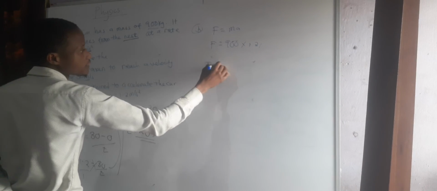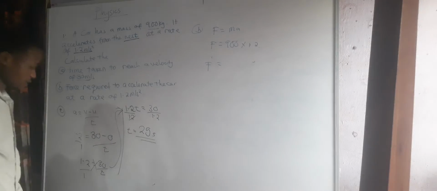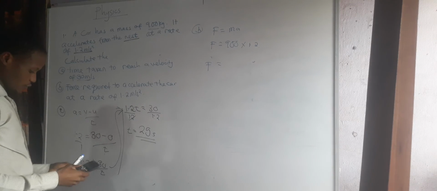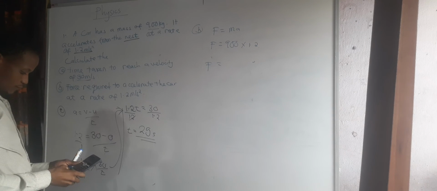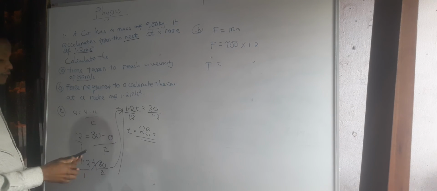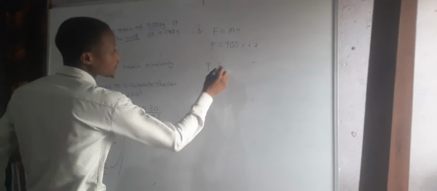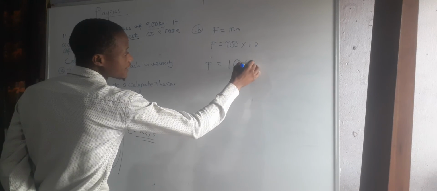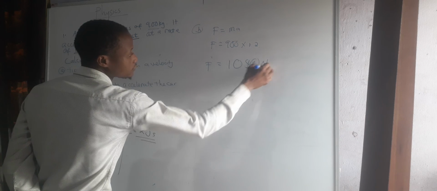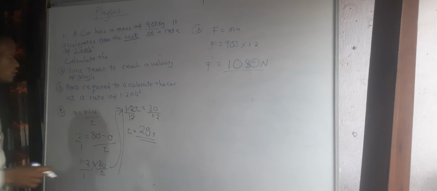So force is equal to 900 times 1.2, which is giving us 1080 Newton. So it required 1080 Newton to produce the acceleration of 1.2 meters per second.